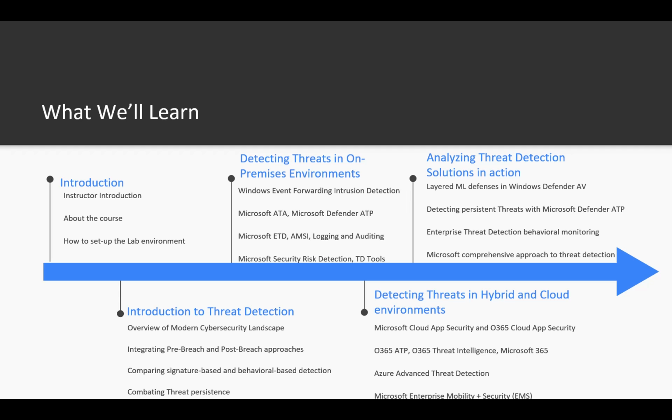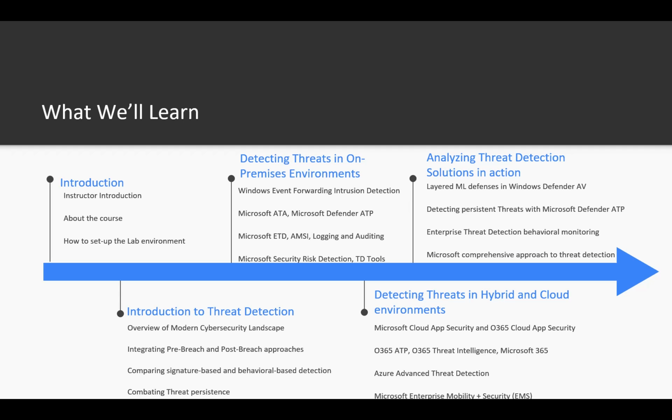Then in section 3, we are going to discuss detecting threats in on-premises environments. And here we are going to talk about the tools used for threat detection in on-premises environments, and specifically about Windows Event Forwarding, Microsoft Advanced Threat Analytics, Microsoft Defender ATP, Microsoft Enterprise Threat Detection, and the Antimalware Scan Interface. We're going to have a discussion regarding logging and auditing, and then about Microsoft Security Risk Detection, and about even more threat detection tools.